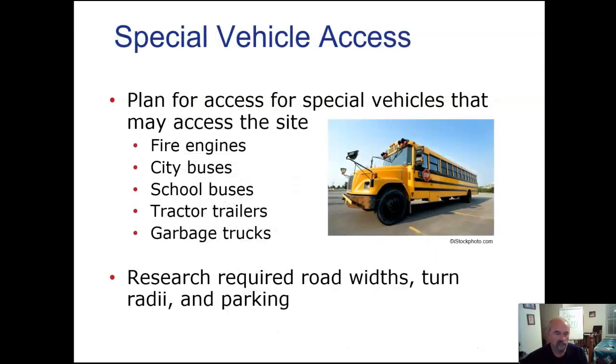Special vehicle access. There has to be a plan in place for special vehicles that may access the site, such as fire engines, city buses, school buses, tractor trailers, and garbage trucks. Research is required for road widths, turn radii, and parking. It's preferable to align parking spaces so that pedestrians walking to the building never have to cross in front of heavy or special traffic.